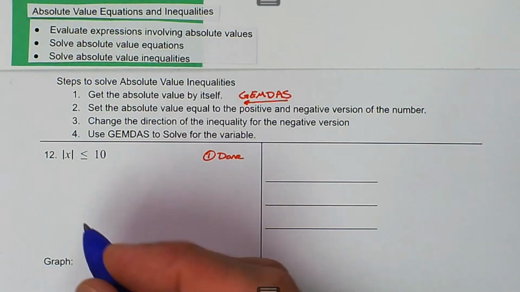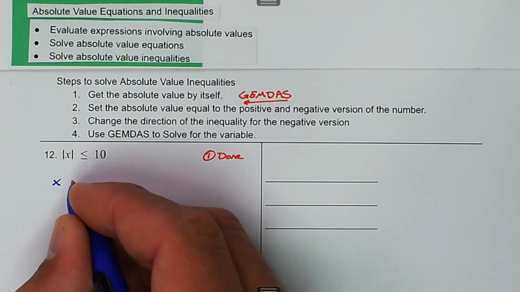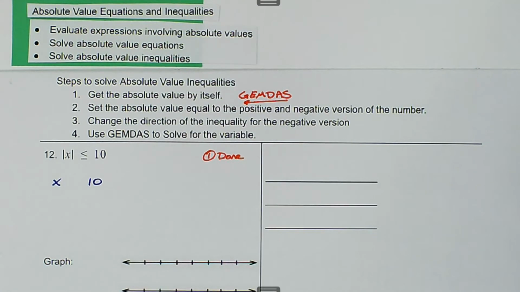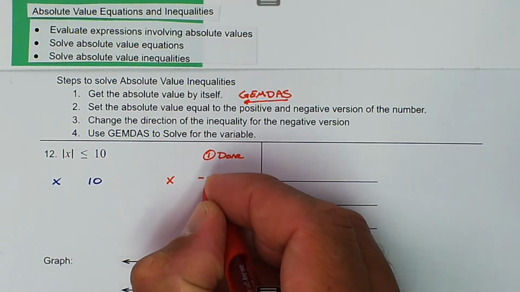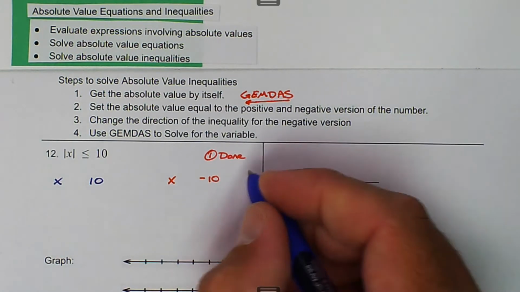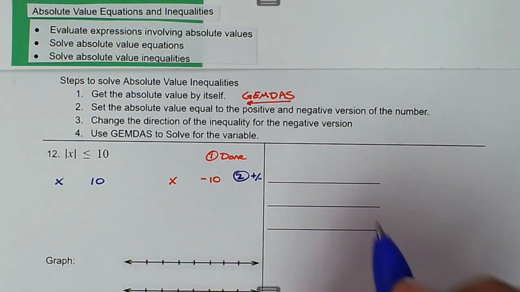So I'm going to do the positive version, which is x and 10. And then we're going to use the negative version, which we leave the absolute value alone, but we change the answer there. So that's going to be step number 2. Step number 2, that's positive and negative.